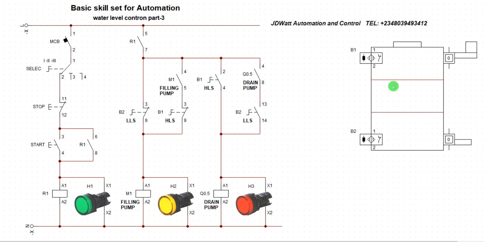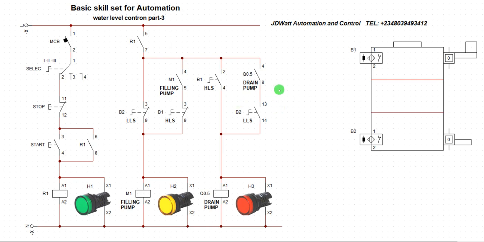When the drain passes here, this one will get activated, but water still keeps draining. When it comes to this minimum level, it will shut down. This one will shut down and they activate this one back to refill again. You will keep recycling until you shut down the operation.